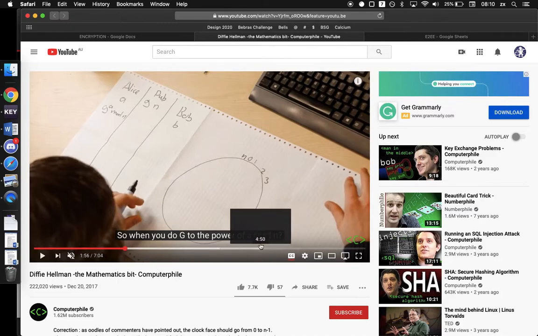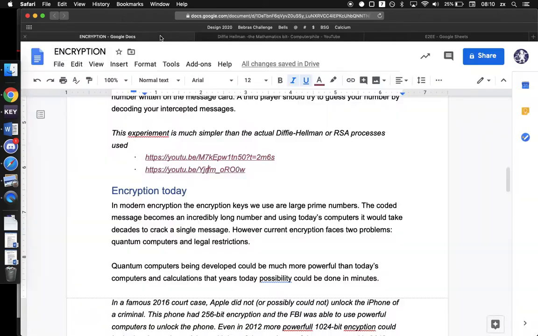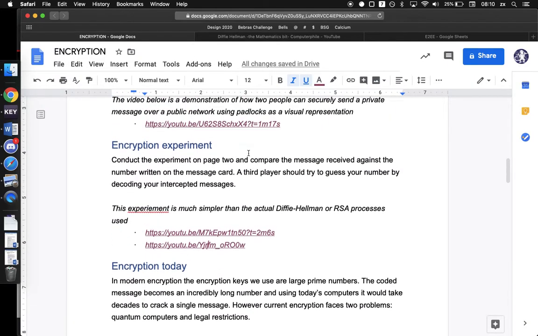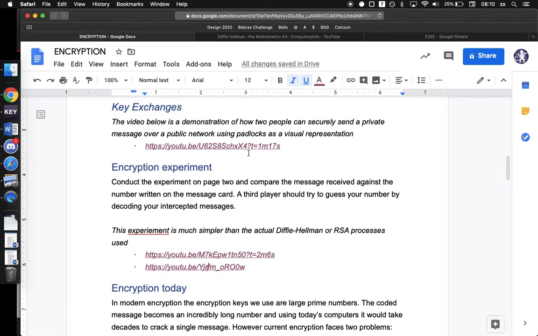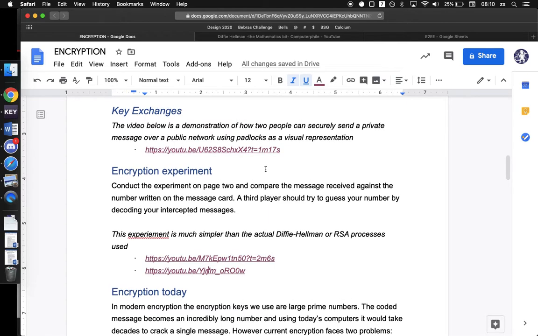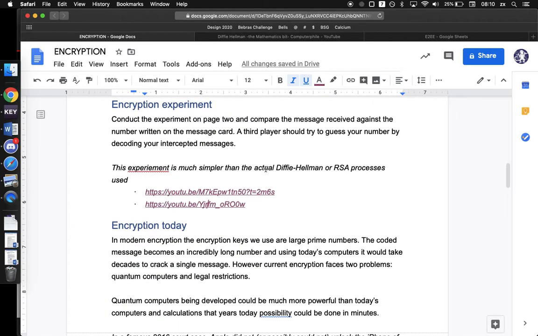And so they're just talking about mod. Generally, the symbol that you use in computers to type in modulo is the percentage sign. Sometimes, on Excel for instance, you might type out the word mod. Okay, so then we've talked about key exchanges.